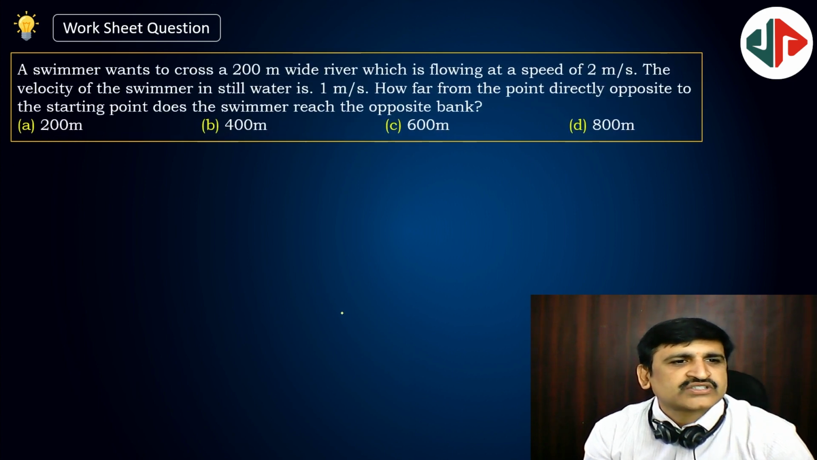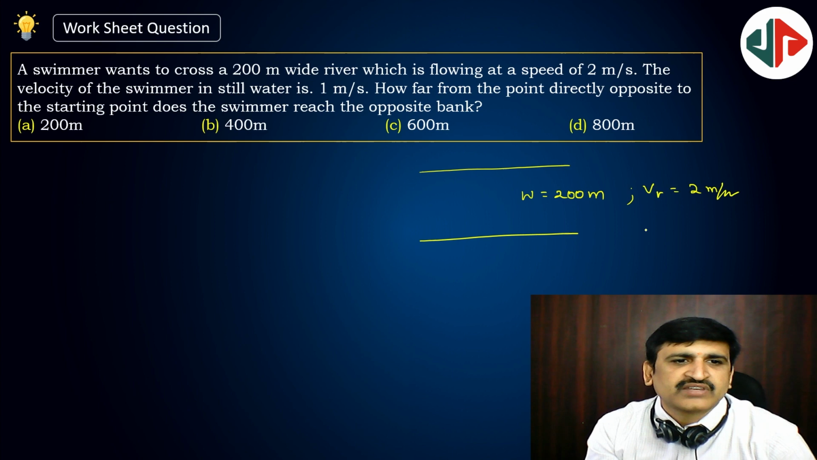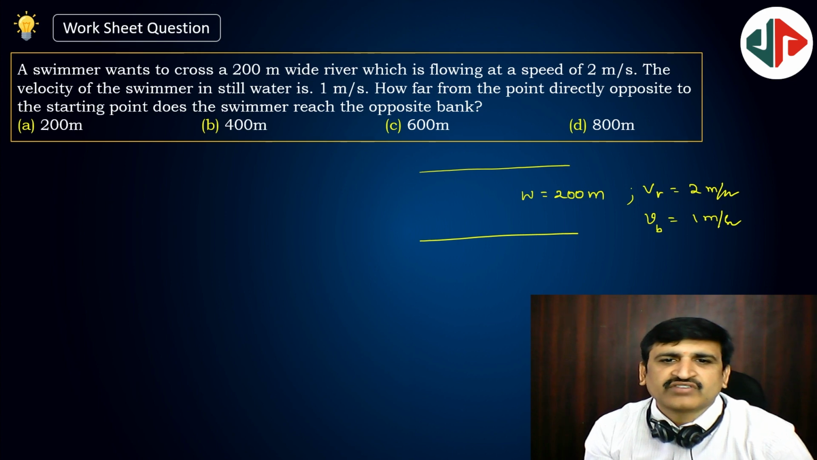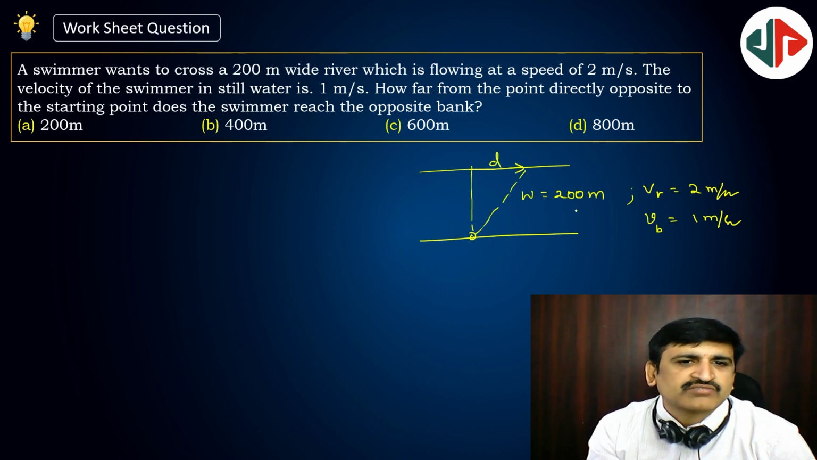A swimmer wants to cross a 200-meter wide river. Swimmer wants to cross, width of the river 200 meters, flowing at a river velocity VR equal to 2 meters per second. The velocity of the swimmer in still water is 1 meter per second. Swimmer, okay, boat I can mention so that it will be somewhat easy. Because of the river velocity, he will come up to here. So he is asking drift, how far from the point directly opposite the swimmer reaches on the opposite bank.